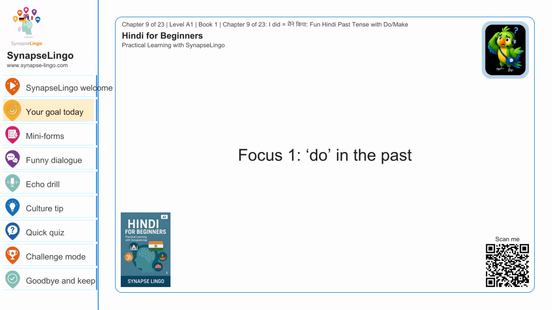Focus 1: Do, in the past. I, you, he, we did. Focus 2: Make, in the past. It, you all, they made. Bonus: the infinitive, to make, equals बनाना.